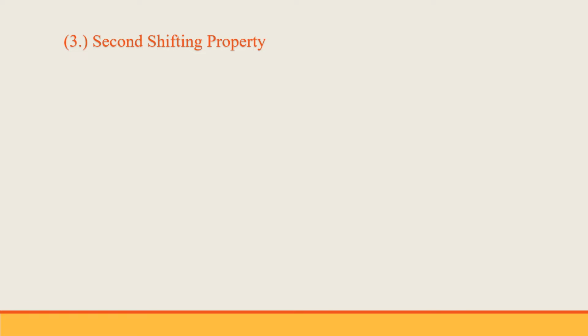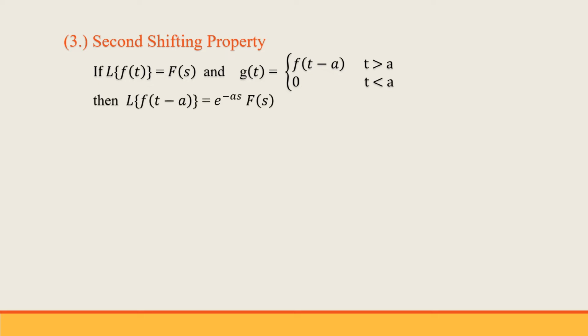So the next property is the second shifting property, which says that if the Laplace transform of the function f(t) is F(s), and g(t) is a function such that g(t) is equal to f(t minus a) for all t greater than a, and g(t) equal to 0 for all t less than a, then the Laplace transform of the function f(t minus a), or g(t), is equal to e raised to the power minus as into F(s). Okay, so let's check how we can prove this.